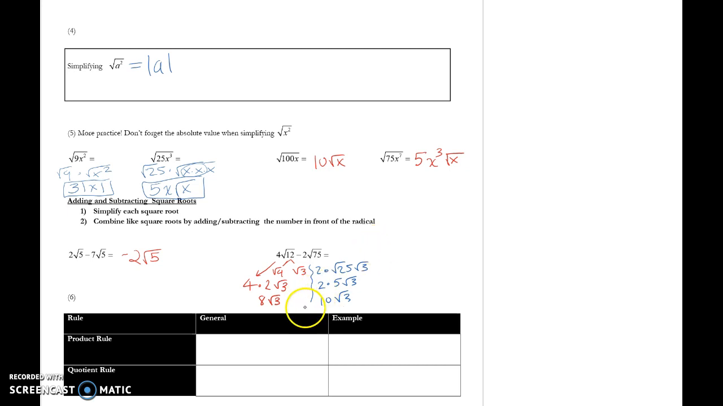So overall, I can now subtract these two. I can subtract them because they are like radicals. So overall, this is negative 2 root 3.